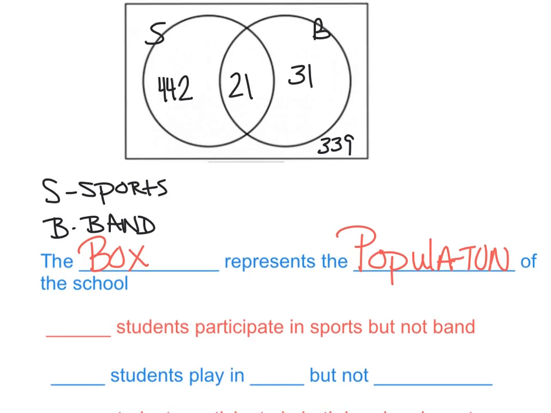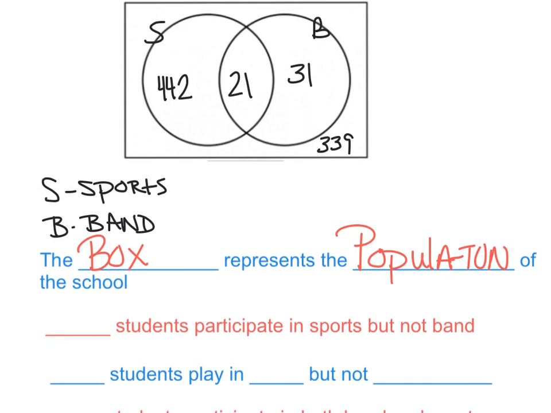So let's talk about what this is showing. Looking at my Venn diagram, blank students participate in sports, but not in band. Which of these numbers would you say represent students that are in the sports section, but not the band section? So here's how I look at it. I go to the sports circle, so anybody in the circle plays a sport. But I don't want to be in band, so I basically have to take out anybody that's in the band half of it. So I would say that number is the 442 number. This little section here is students that are in sports but not band.